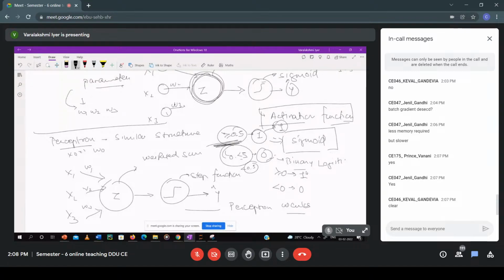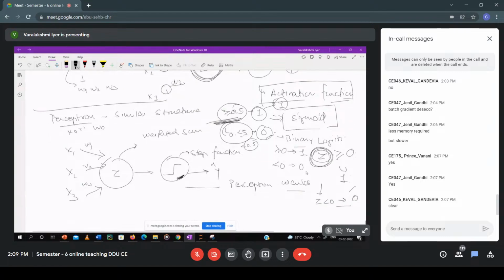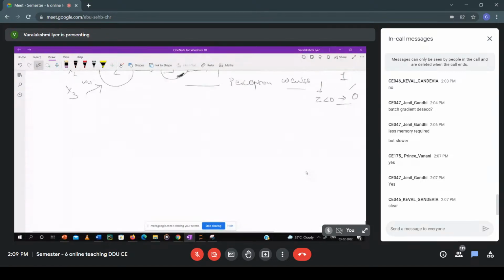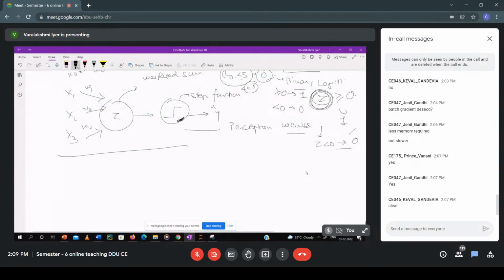So how does the perceptron work? The step function will predict the output as what? If the value of z that you're estimating is greater than or equal to 0, then your predicted output will be 1. And if the value of z is less than 0, your predicted output will be 0. Okay. Is this clear how the perceptron works? Is this clear to everyone? Yes or no? Okay, yes, I'll repeat the output part.